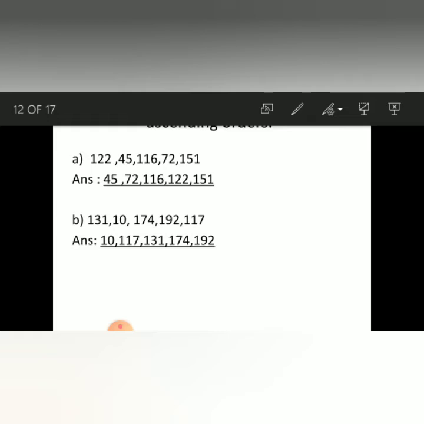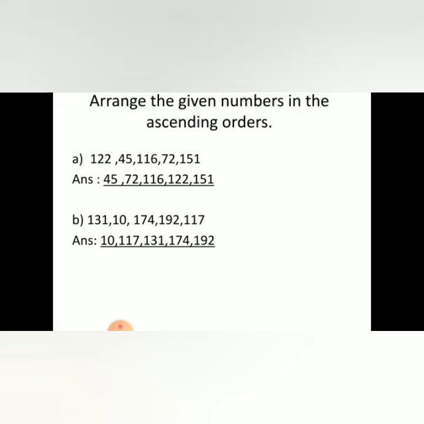Similarly, there is another question: 131, then 10, then 174, 192 and 117. It is not arranged in ascending order. We will do it. The first one is 10 because it is a two-digit number. The next number is 117.